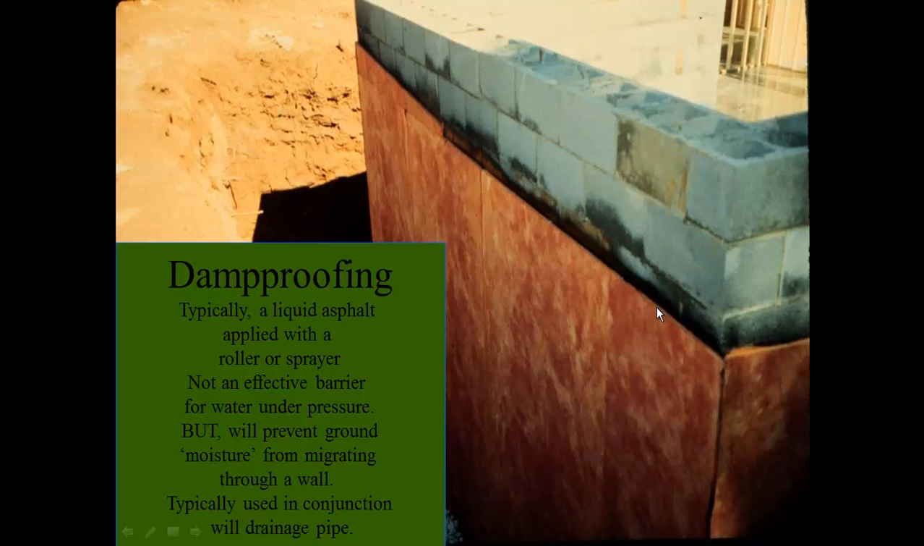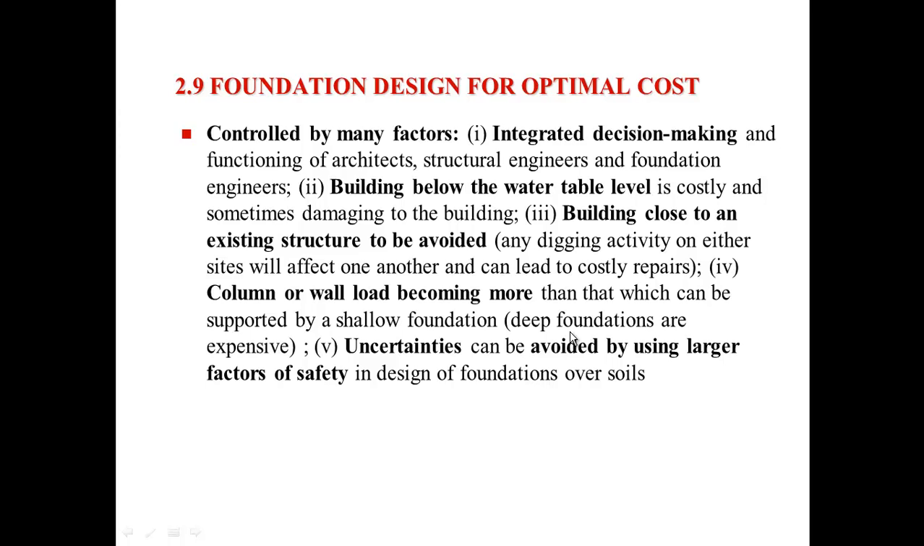Another method is just damp proofing. We're putting this material on the outside and putting liquid asphalt on it. Not sure what this block material is, but we don't see too many block foundations up here anyway. Foundation design for optimal cost: again, it's just a matter of looking at your site and determining the best way to put it in without causing any major issues. Now that's the end of the slideshow.